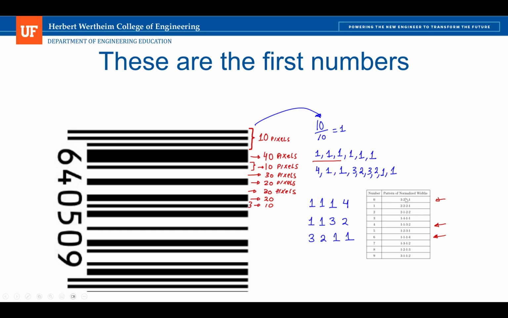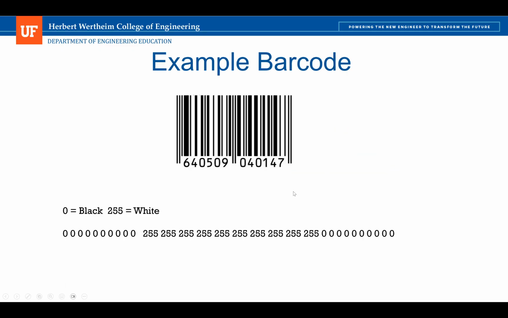That will be the number 0. We got 11114. This one here on the top, that's the number 6, and 1132 is the number 4. So these three numbers in sequence will be equivalent to 640. Those are the ones that we got here. So if you get the idea, that's what we're going to do.